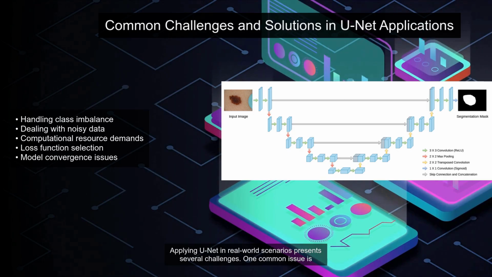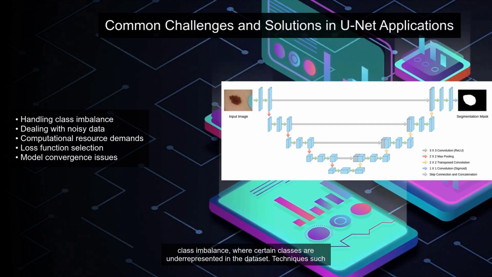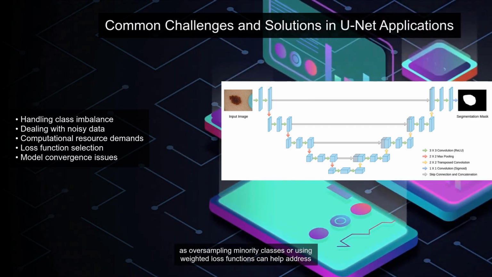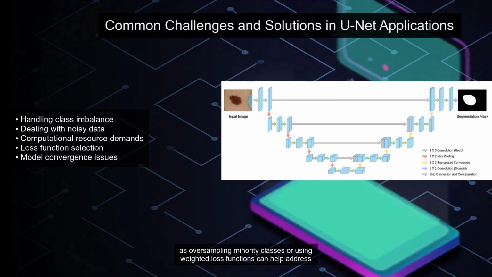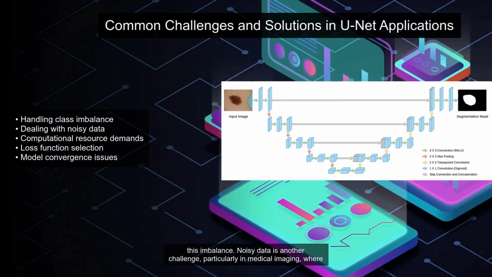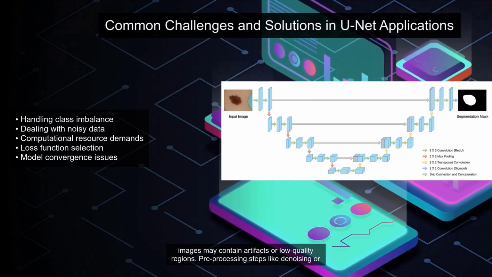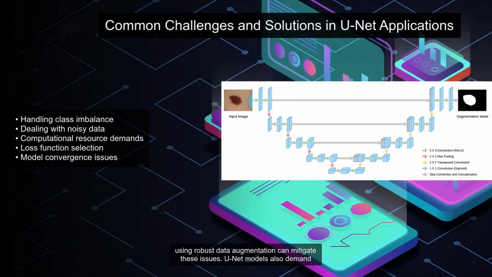Applying UNet in real-world scenarios presents several challenges. One common issue is class imbalance, where certain classes are underrepresented in the dataset. Techniques such as oversampling minority classes or using weighted loss functions can help address this imbalance. Noisy data is another challenge, particularly in medical imaging, where images may contain artifacts or low-quality regions. Pre-processing steps like denoising or using robust data augmentation can mitigate these issues.